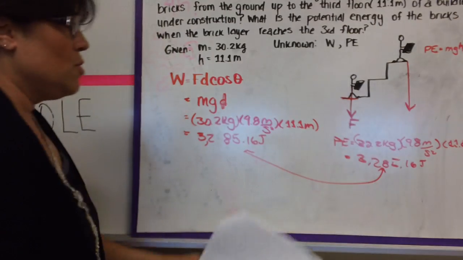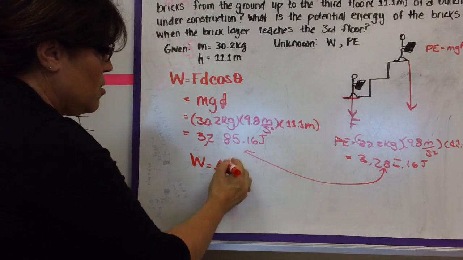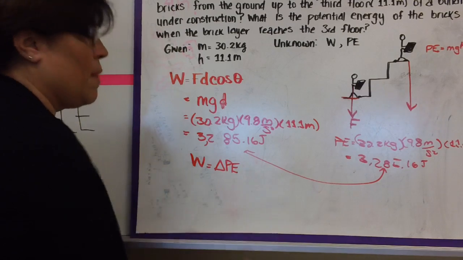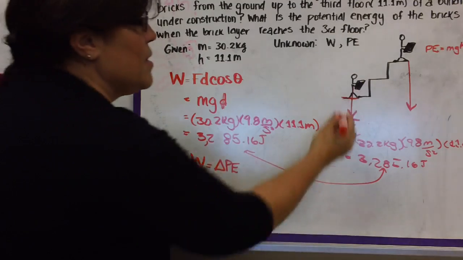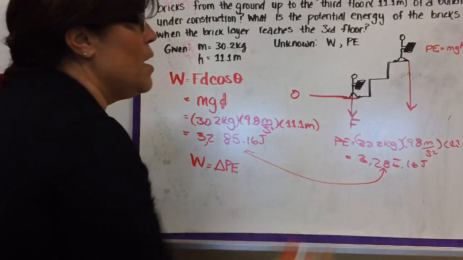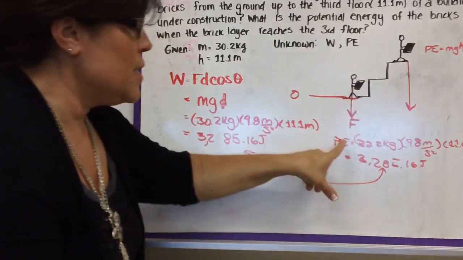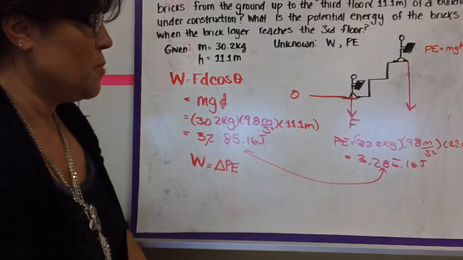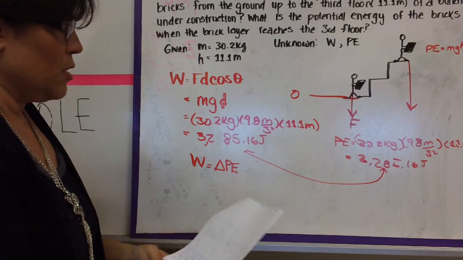And that goes into our equation that work equals change in potential energy. The potential energy here is 0 because we're going to say that this is our starting point of 0, and the potential energy up here is your P final. So this minus 0 is just 3285, which gives us that work equals the change in potential energy.